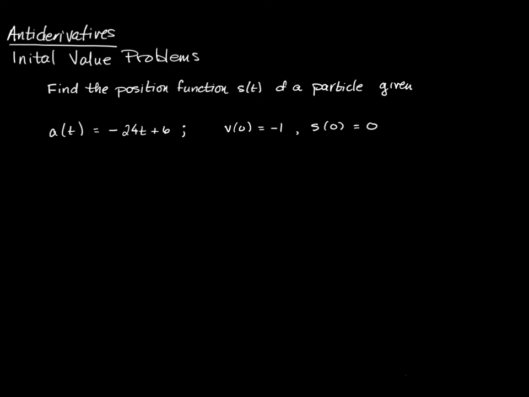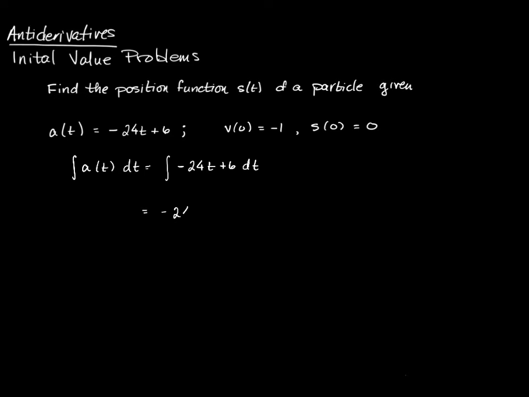This is a typical initial value problem. You're given an acceleration function, and you're also given an initial velocity and an initial position, and we're asked to find the position function of the particle. We're starting with an acceleration function. So the first thing to do is to take the antiderivative of the acceleration function to find the velocity function. The antiderivative, or the integral of a of t, is the integral of the function, which is negative 24t plus 6. We know how to do these.